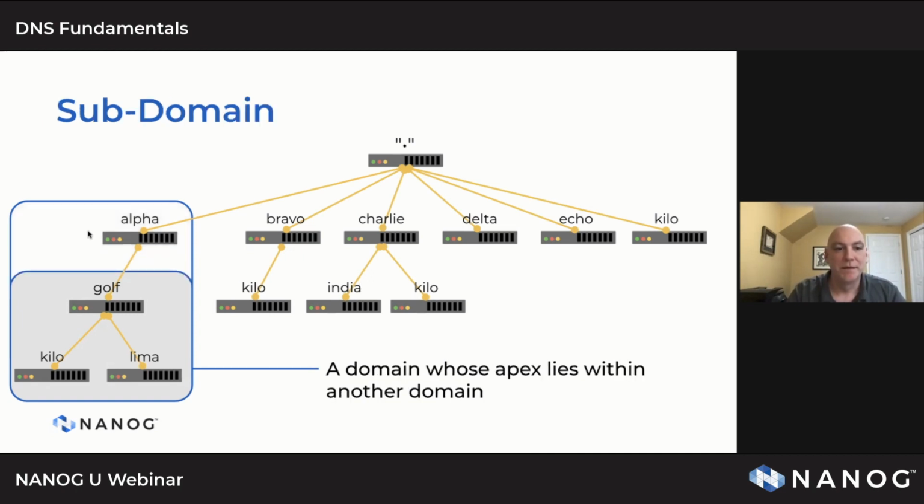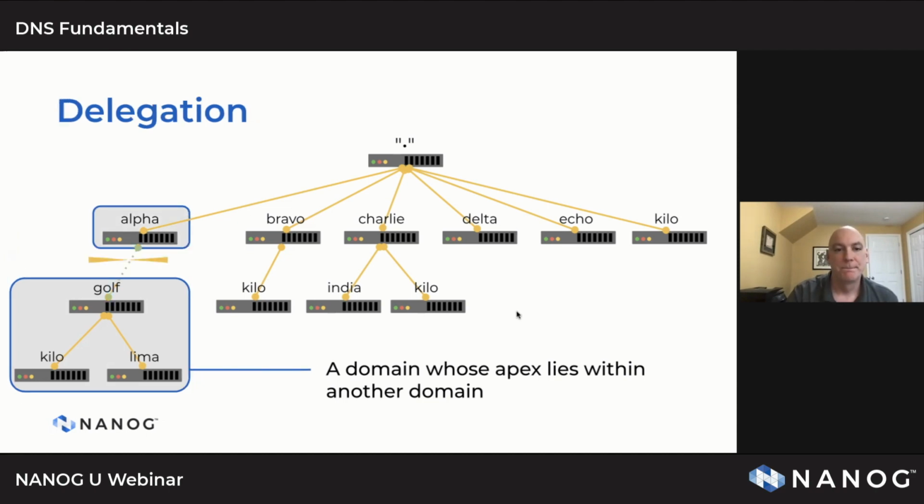And then a subdomain is very simply a domain that lies within another domain, right? So we have the alpha domain, and then in this case, we have a golf subdomain. Okay, but these are terms that you'll hear all the time, right? I have a domain, I have a subdomain. Very common. When people speak of the DNS, this is what they're talking about in this regard.